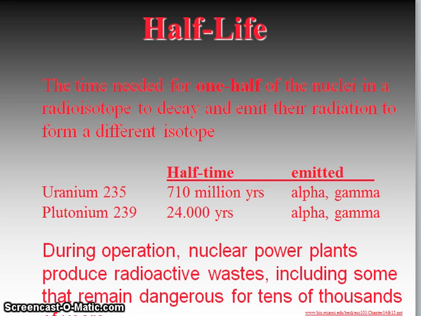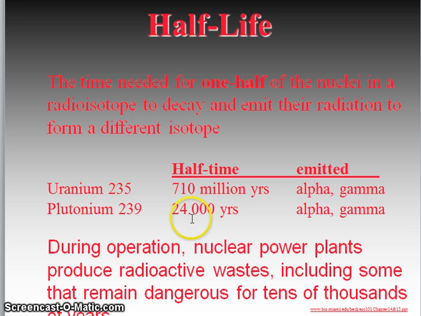Uranium-235 has a half-life of 710 million years. So this is very useful in measuring the age of very, very old things. Plutonium has a half-life of 24,360 years. And they also produce alpha and gamma particles.